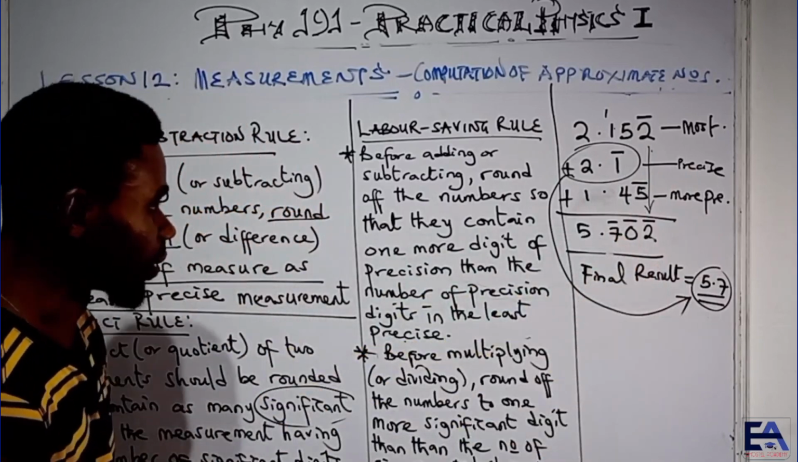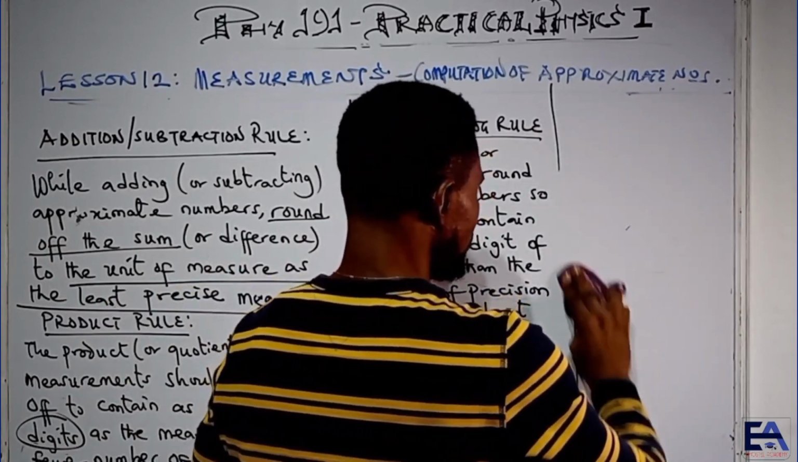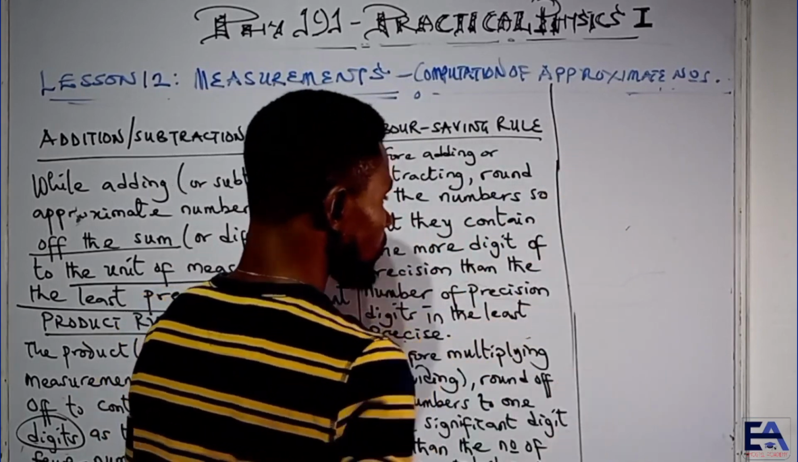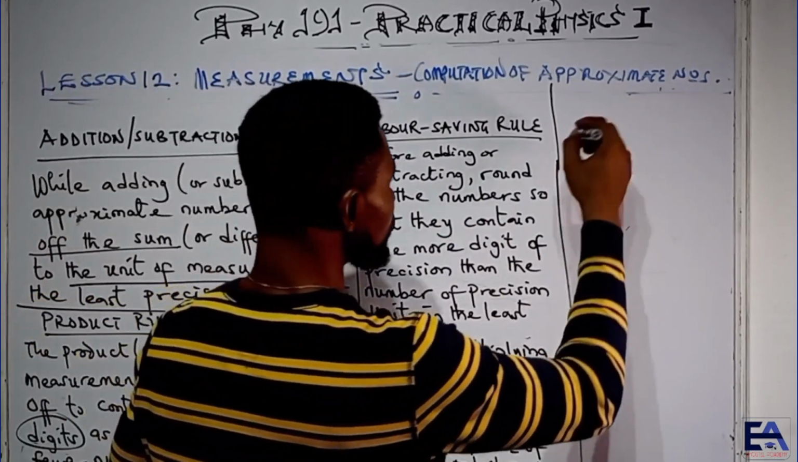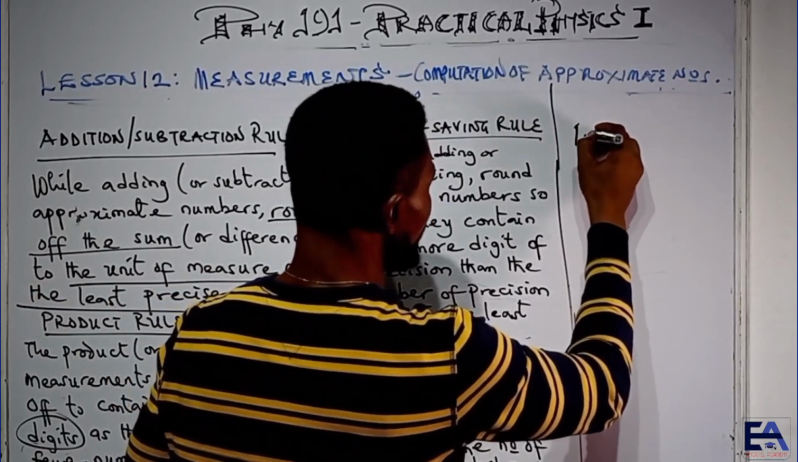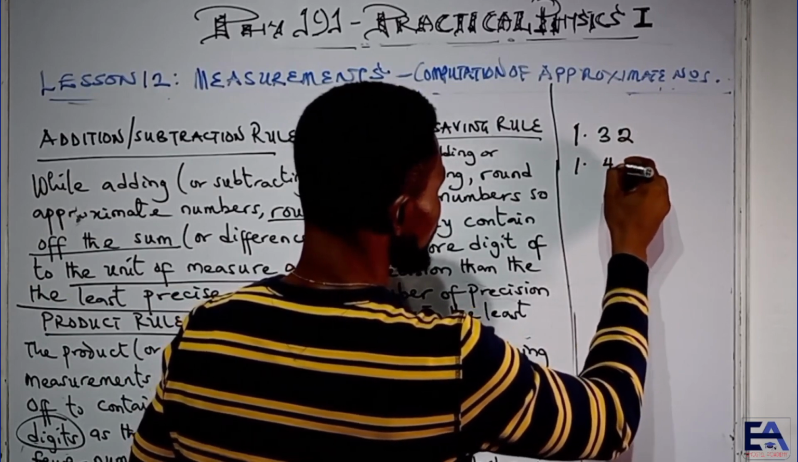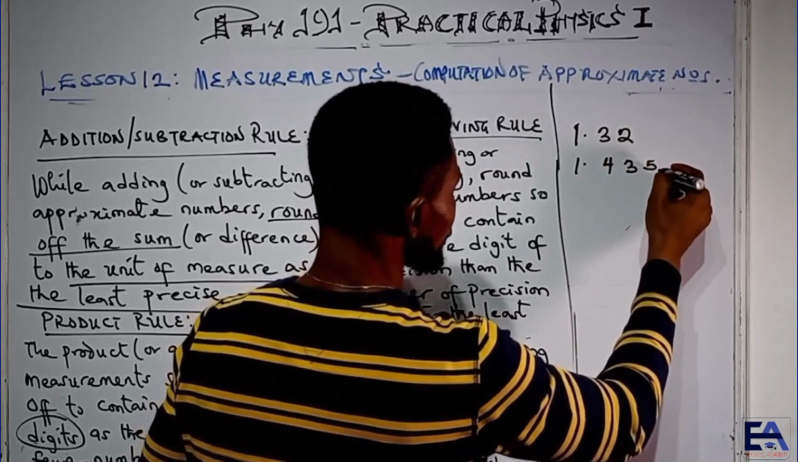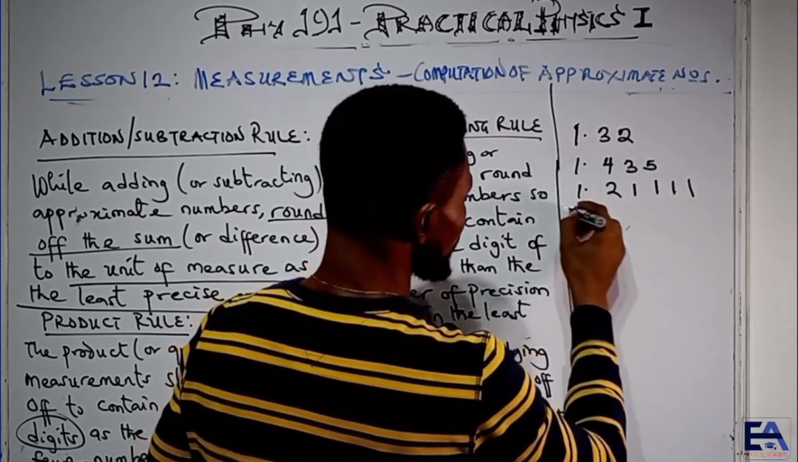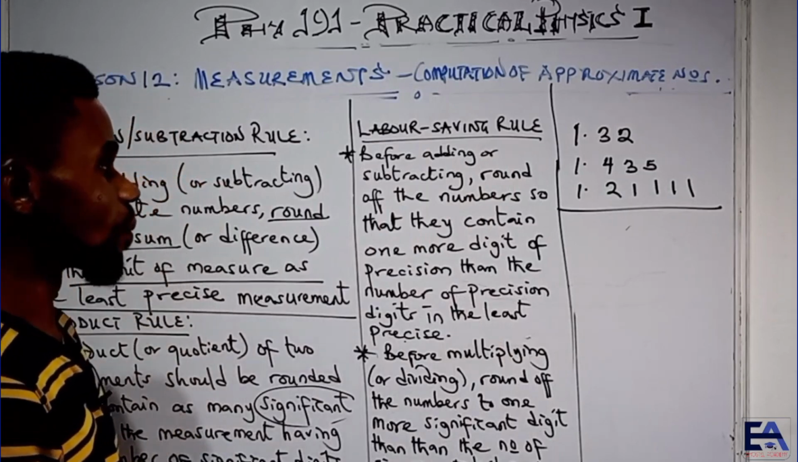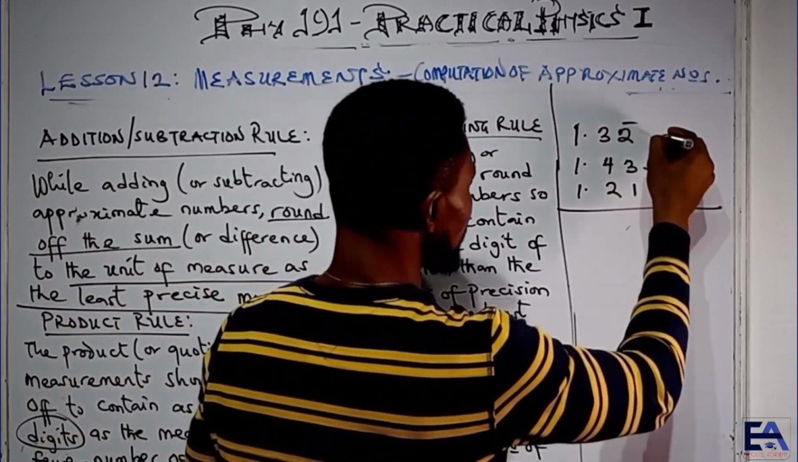So let's play with another number just for verification purpose. Another set of numbers. Okay? Oh, I should have used that one to explain this labor saving rule, but okay, no problem. Maybe we'll do it with this one. So let's say we have 1.32, 1.435, 1.21111. All right. So, as you have it this way, the last one.